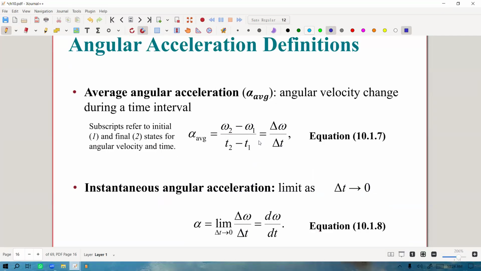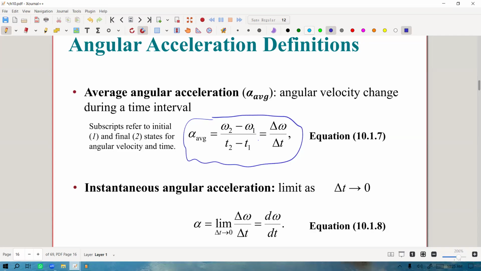And then here are the angular acceleration definitions. The average angular acceleration, or alpha average, is the angular velocity change during a time interval. So alpha average is equal to delta omega divided by delta t. This is the formulation for alpha. Alpha is the angular acceleration, not angular velocity. This is the change of angular velocity.